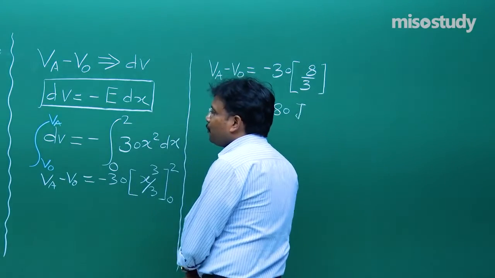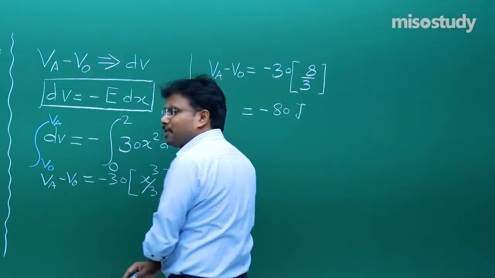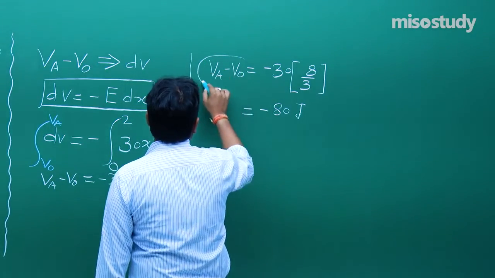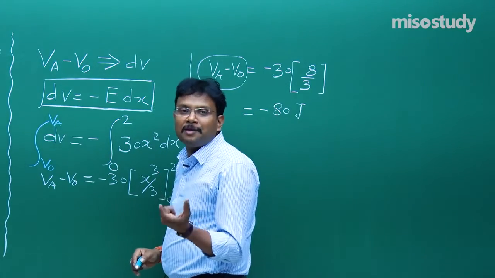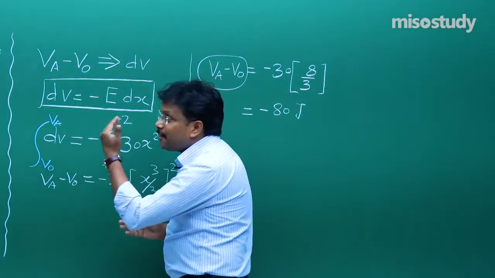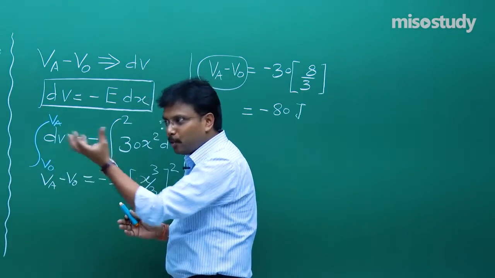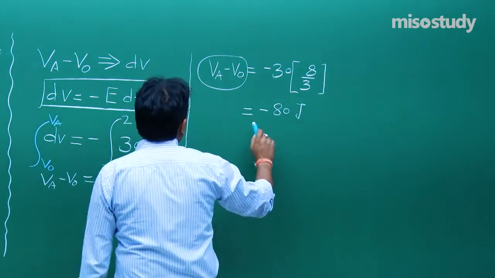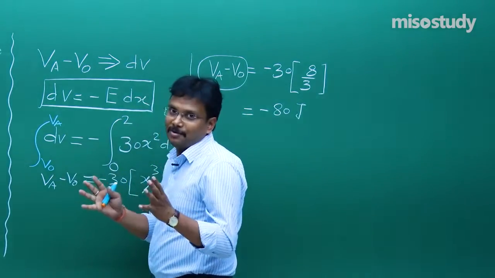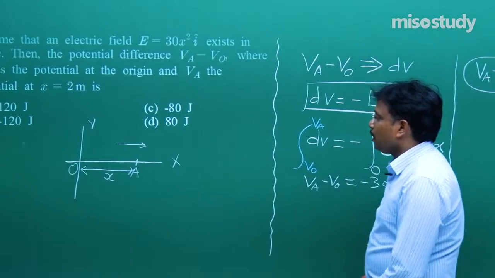Now a few of you may think the teacher is explaining potential and the unit should be volt, but the teacher is writing J. Why? Come on, don't forget this concept. This is what? Potential difference. And potential difference is what? W is equal to QV, work done. So basically any agent is doing this work, means putting that charge from origin to A, pulling that charge. So that's why it is in joule. Here you are not calculating exactly the potential difference, but the work done. Fine. So as it is clear from this option, C is your correct solution.